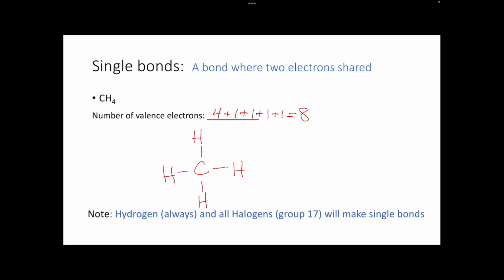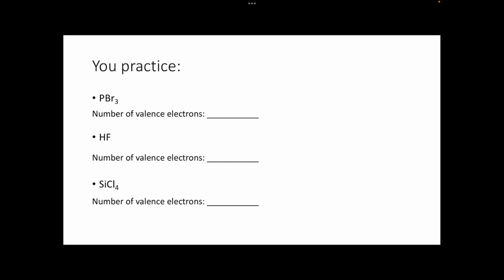So hydrogen will always be on the outside, along with any other elements from group 17, and they will all make single bonds, all right? So they will make 1 single bond, hydrogen and all elements in group 17. And if we look, we have 2, 4, 6, 8 electrons in our Lewis structure, 8 valence electrons, and we are good. All right, so now it's your turn to practice drawing some Lewis structures. So remember, these are all single bonded Lewis structures. So try them and see how it goes. We will review.